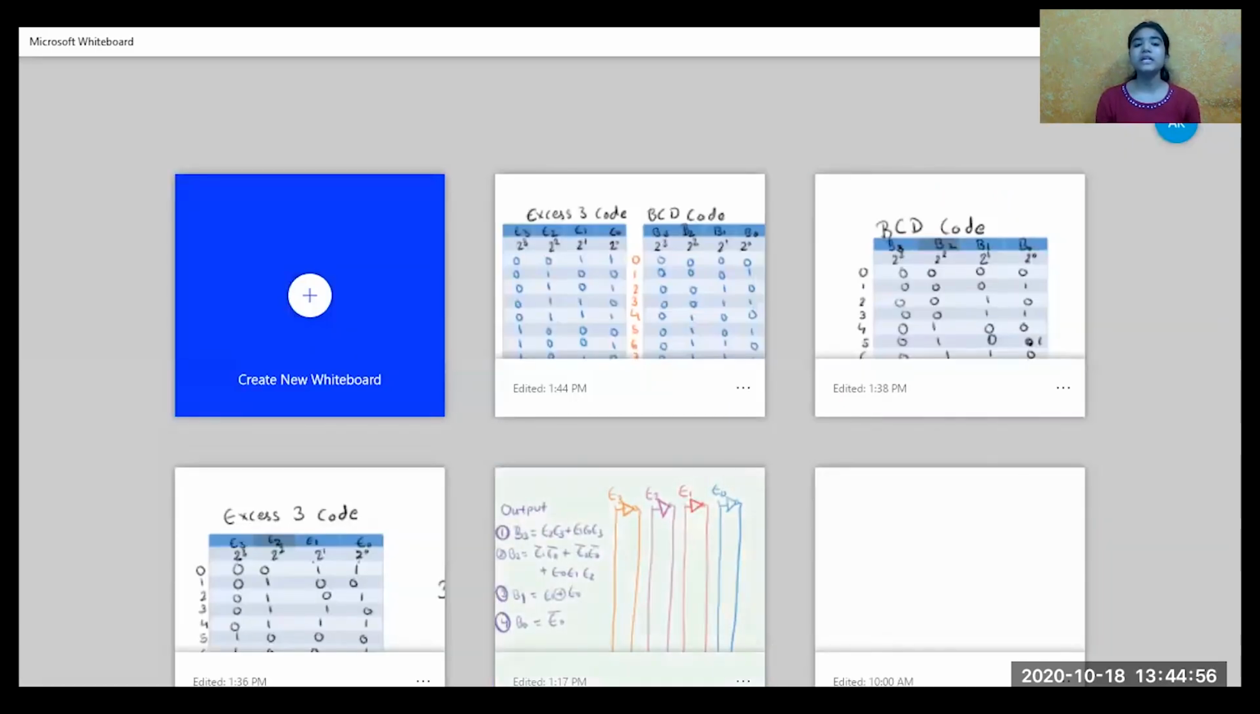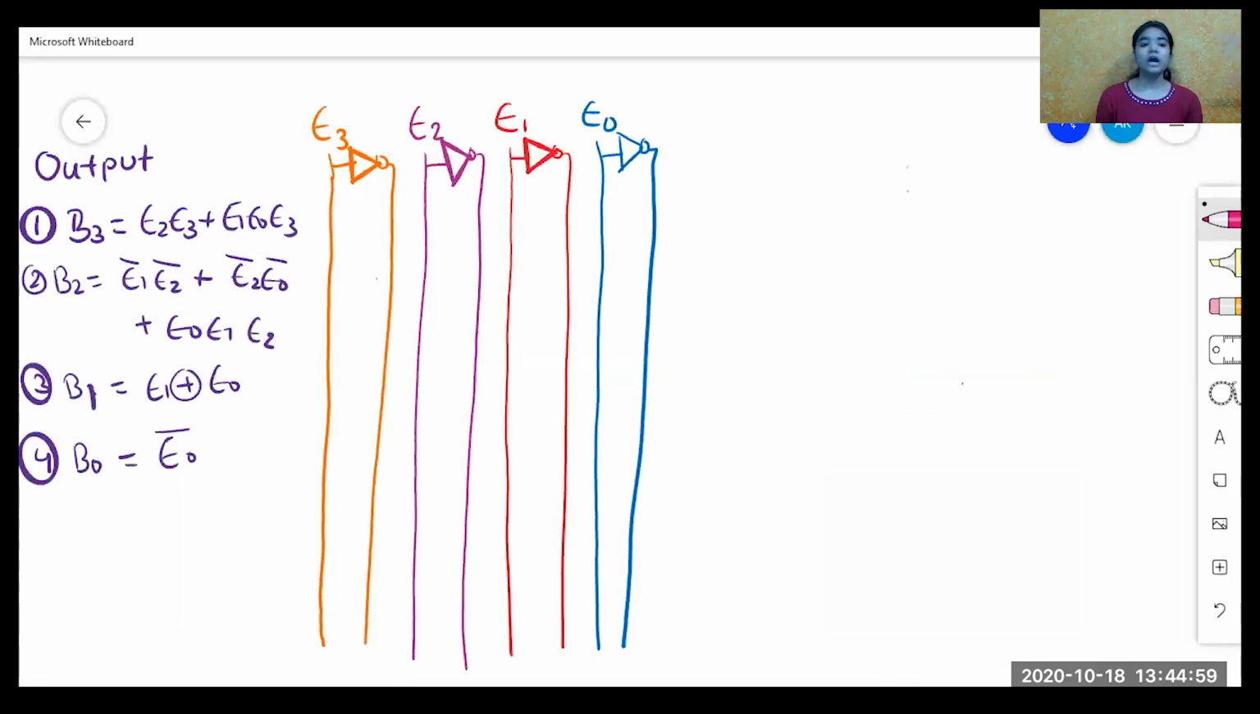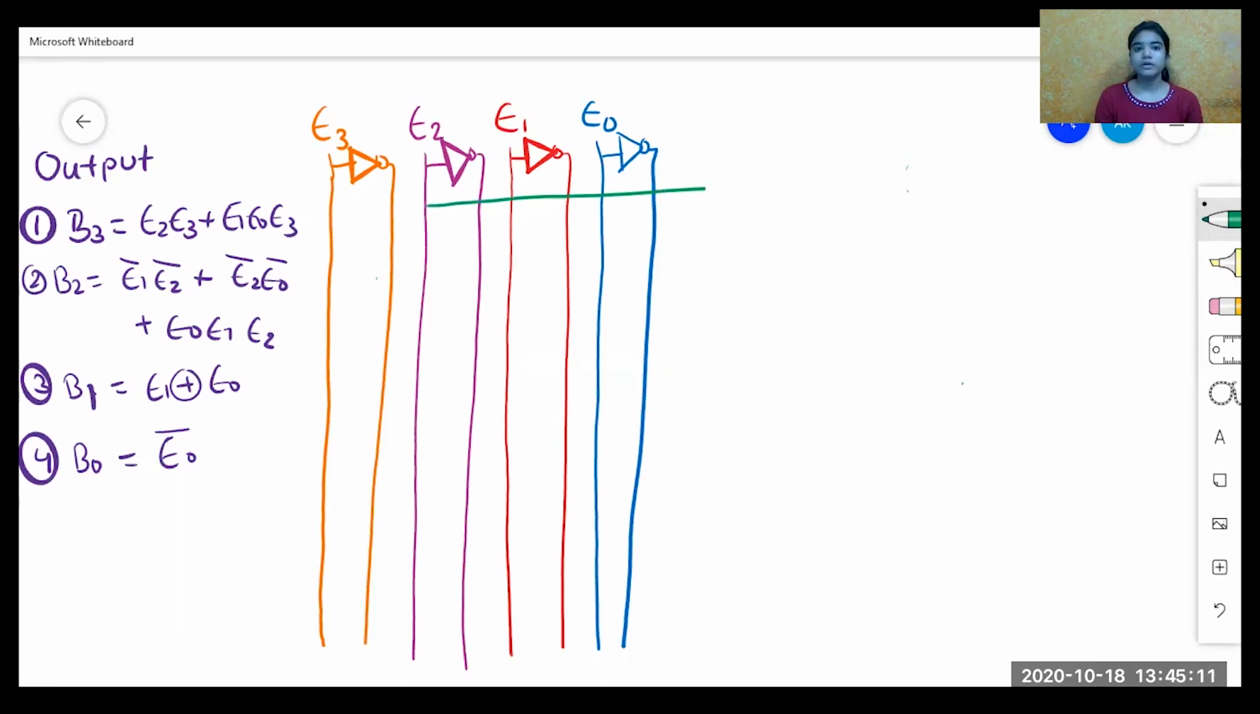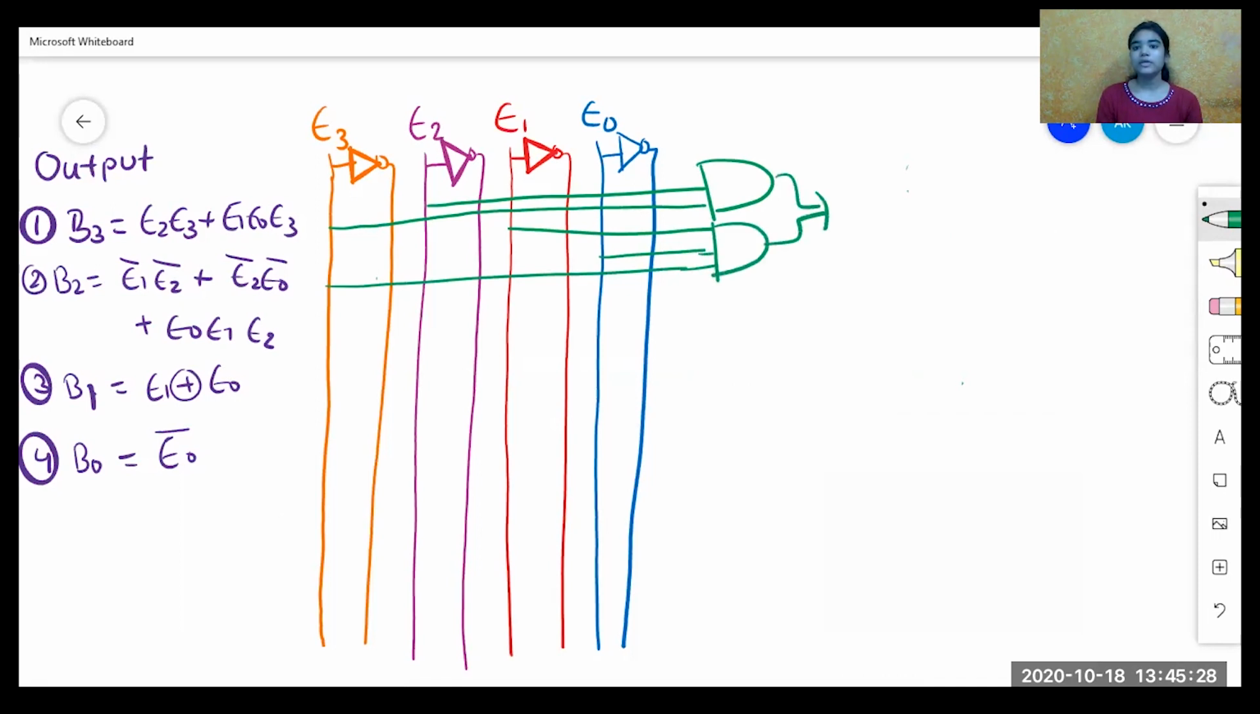Now we make the final logic diagram. So these are the outputs which we got for all of B3, B2, B1, B0. For B3, it is E2, E3. So we take the inputs and connect them with the AND gate. Then E1, E0 and E3. So these are our three input AND gates and we connect them with the OR gate so that we get the desired output as B3.